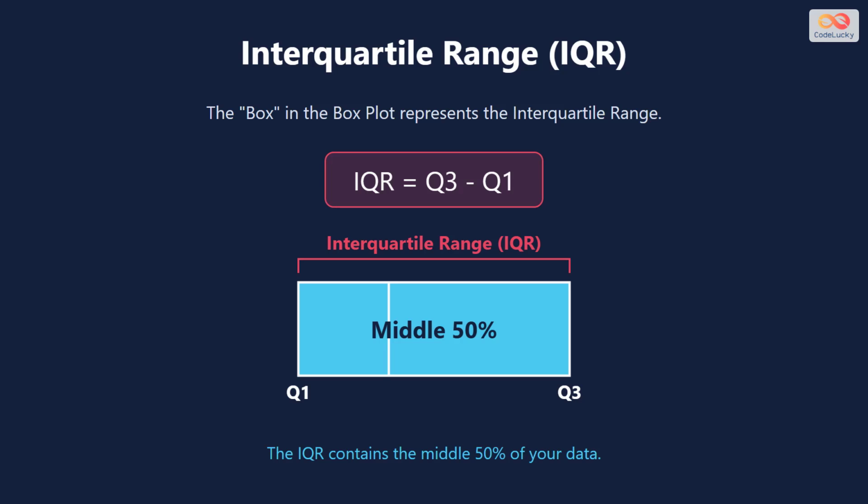The distance between Q1 and Q3 forms the box itself. We call this distance the interquartile range, or IQR. The IQR is a measure of statistical dispersion that tells us where the middle 50% of our data is located. A wider box means the middle data is more spread out, while a narrower box means it is more consistent.